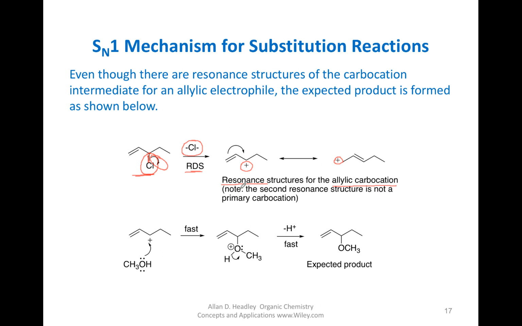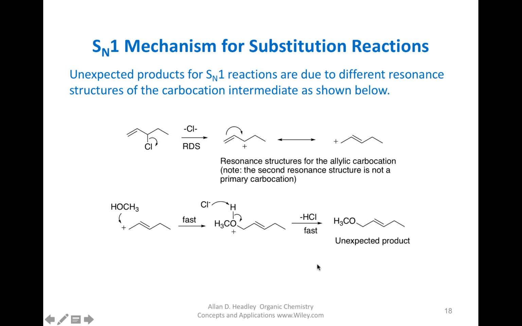So as you can imagine, if the OCH3 nucleophile bonds to this carbon right here, we have our intermediate, and of course since there are three bonds here to oxygen and it needs two, these electrons come in to form the product and we have H plus coming off. So this is the expected product. Let's see how we form the unexpected product.